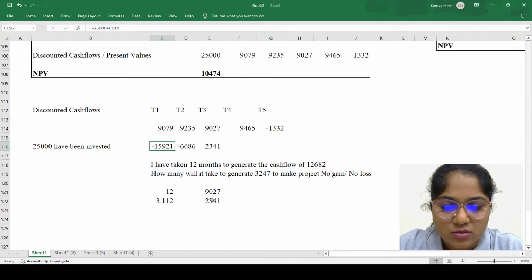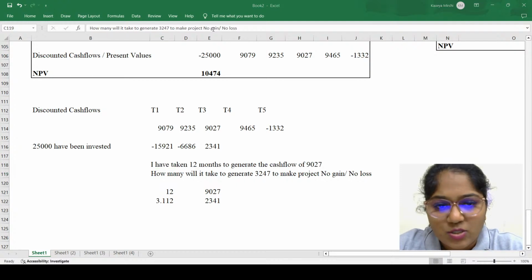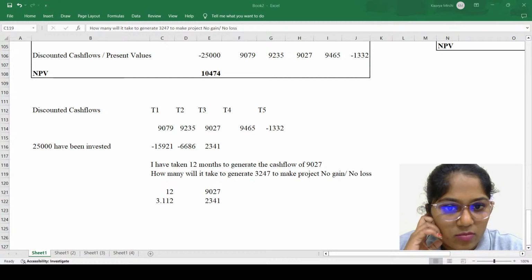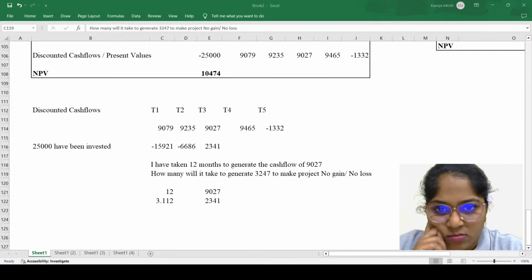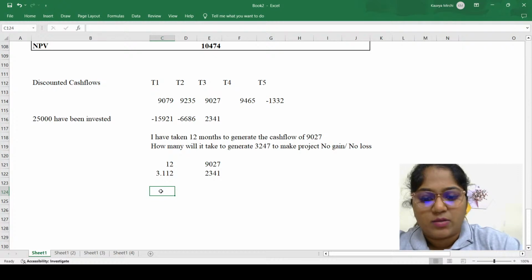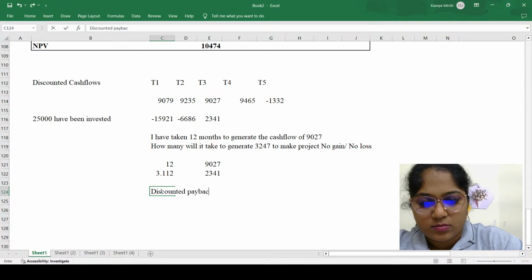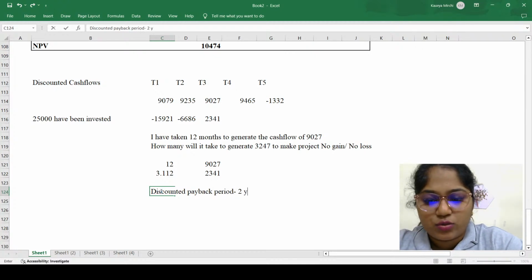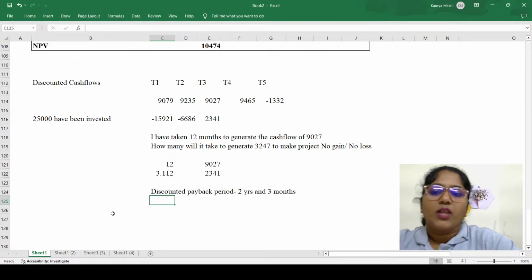So it has taken 2341. I've taken 12 months to generate a cash flow of 9027. How much will I take to generate the whole value? Okay, so it will be 2 years and 3 months approximately. The discounted payback period would be 2 years and 3 months approximately. I hope we are clear about it.